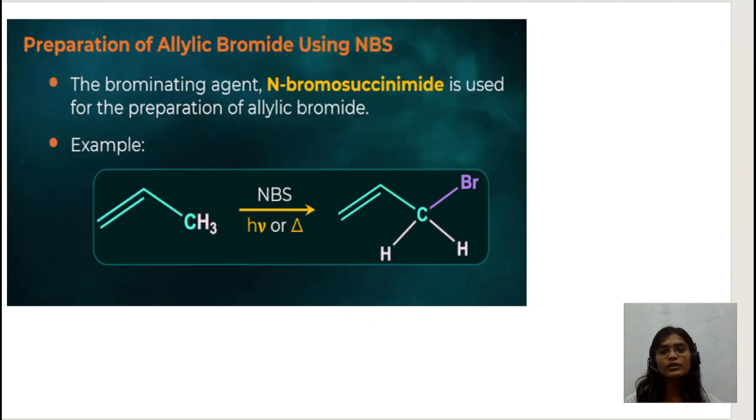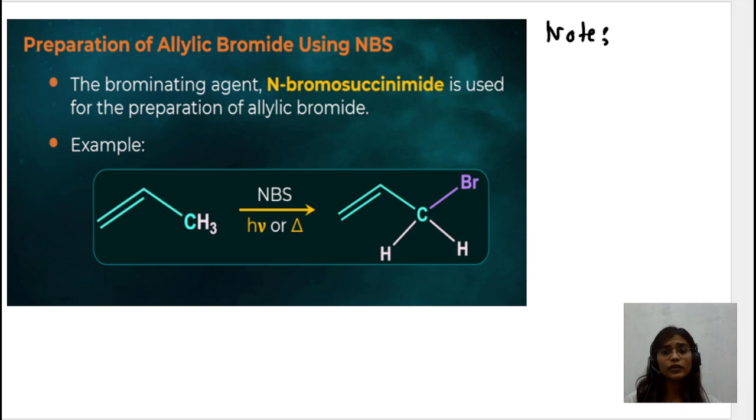Let's see one more reaction. In order to form the alkyl halide, there is one more reaction, that is NBS. First of all, this is very important. What is the meaning of this word NBS? Yes, please be noted. This is a note for you. When we are using NBS, okay.